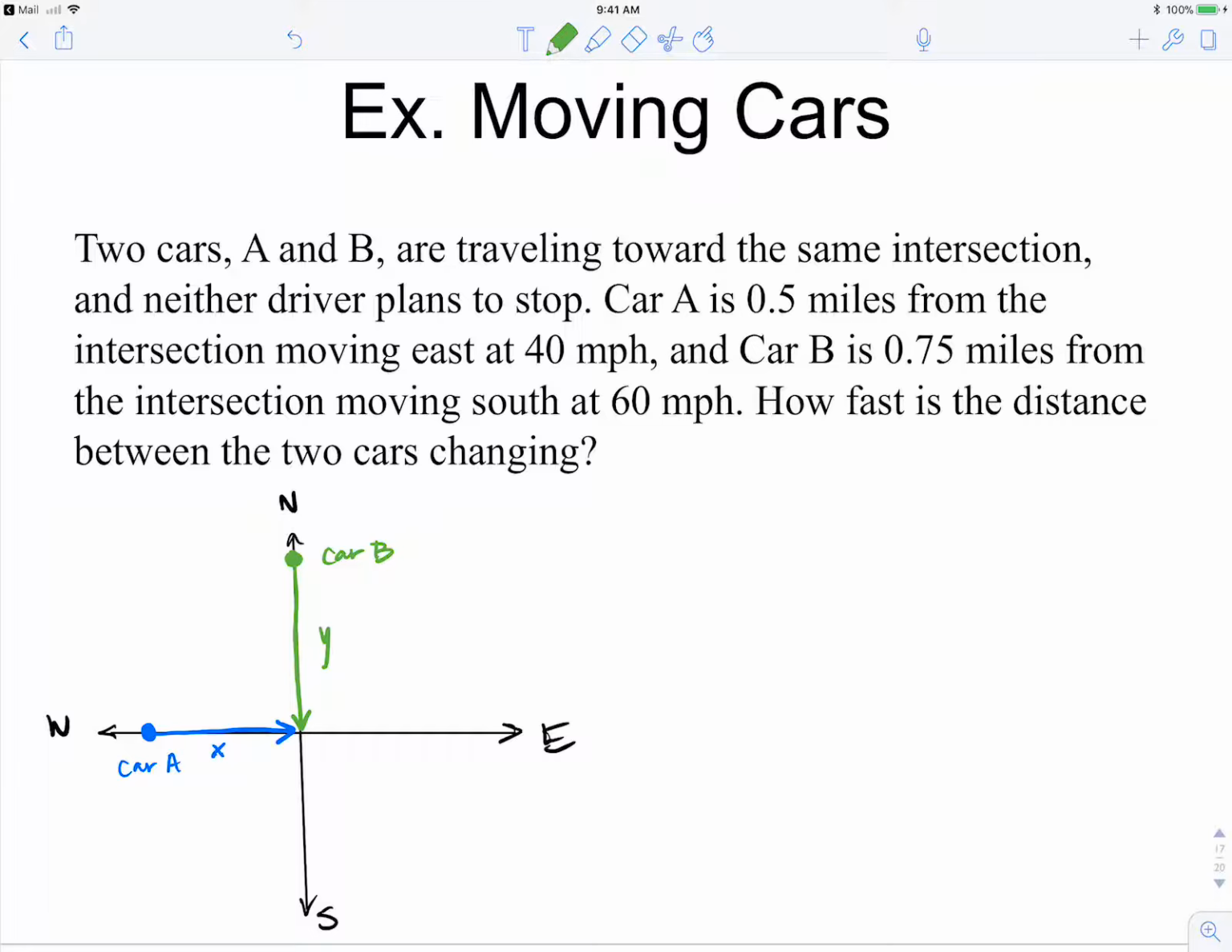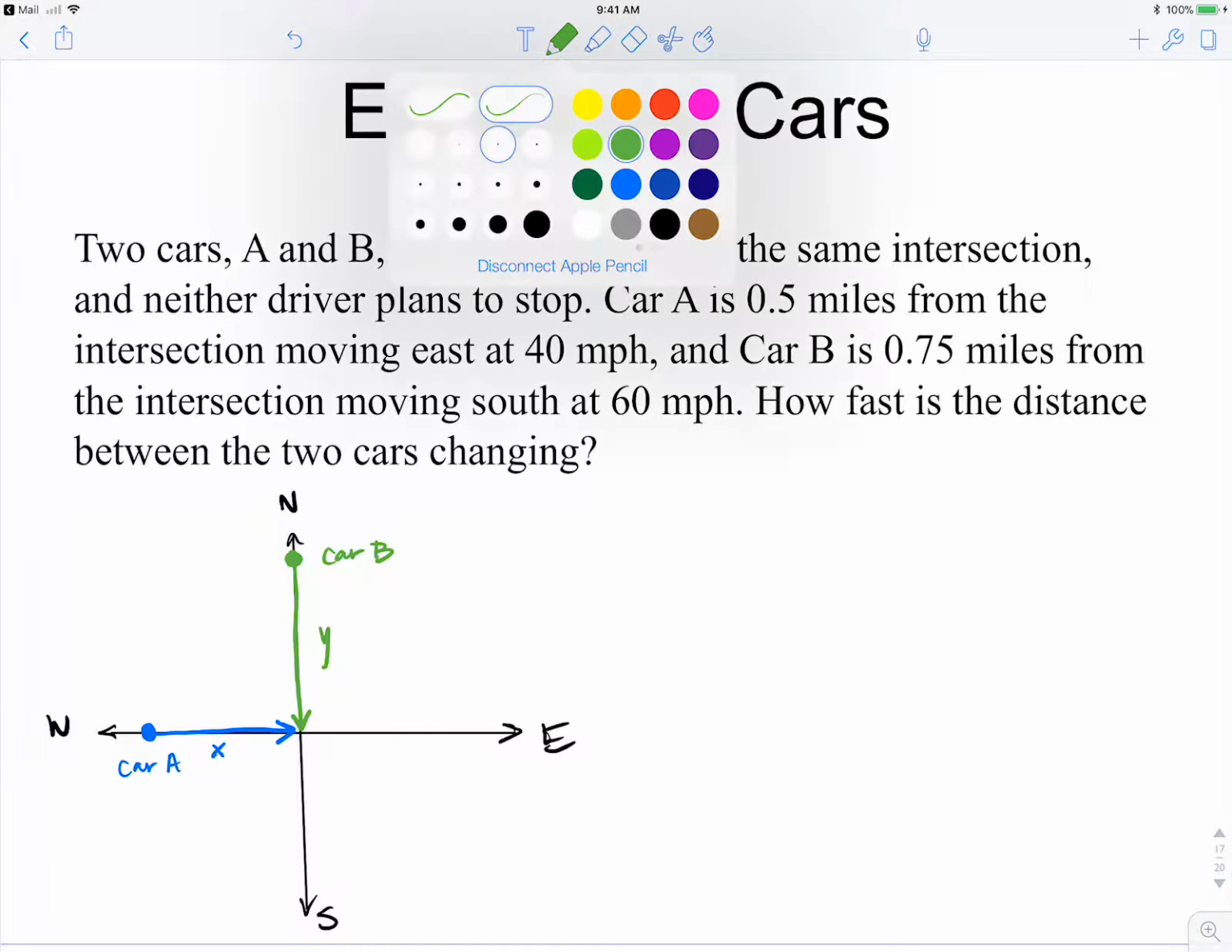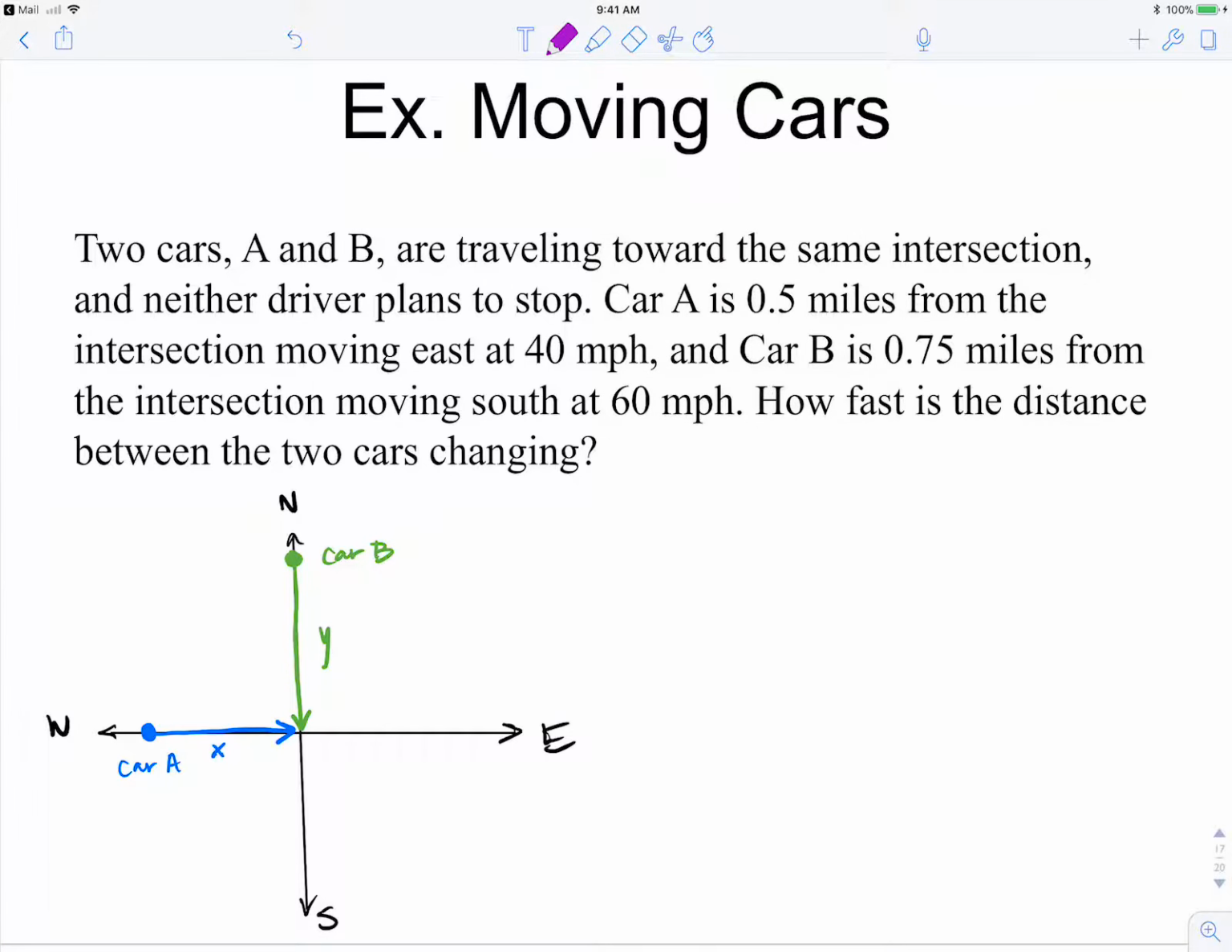The question that we need to answer is, how fast is the distance between the two cars changing? So that is actually this distance here. Because as X and Y are decreasing, as the cars are getting closer and closer to the intersection, that distance is going to also get smaller and smaller. And I'm going to call that distance S.